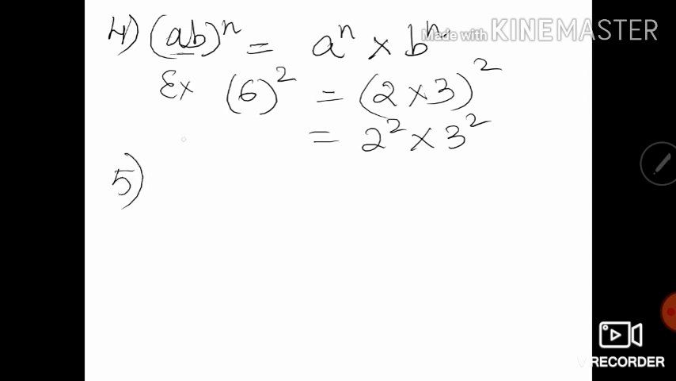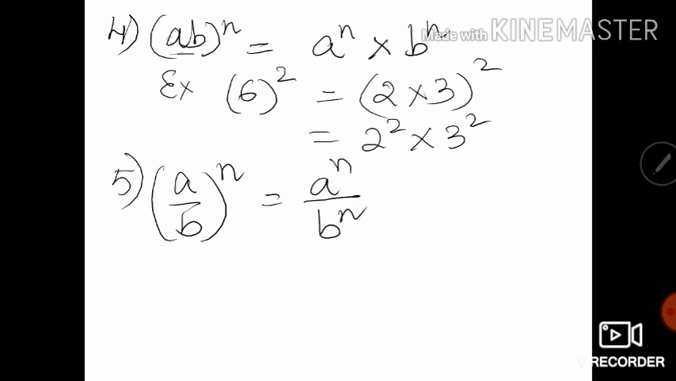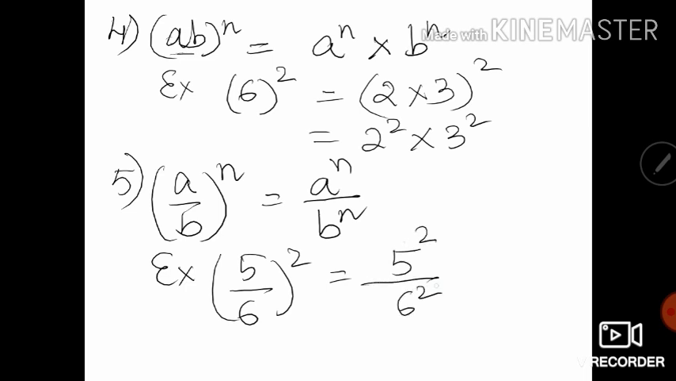Fifth law. A upon b to the power n can be written as a to the power n divided by b to the power n. Example, 5 on 6 to the power 2 can be written as 5 to the power 2 divided by 6 to the power 2. We can write this power, which is common, separately with the numerator and denominator.